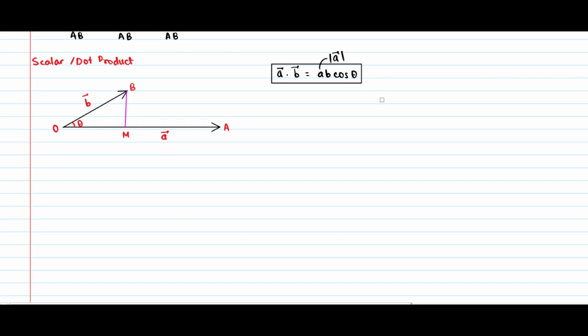Now, let's just look at a few cases. So let's say vector A is parallel to vector B.